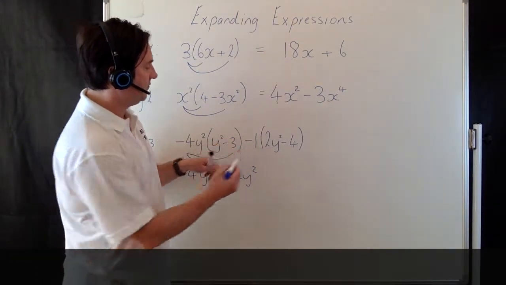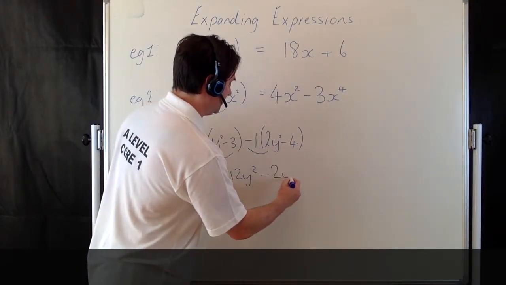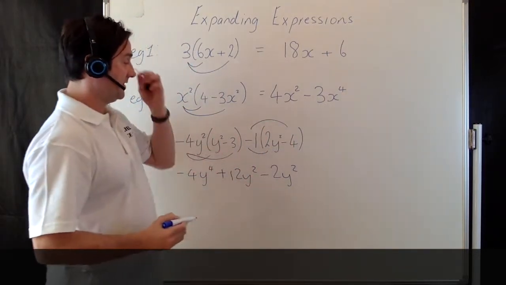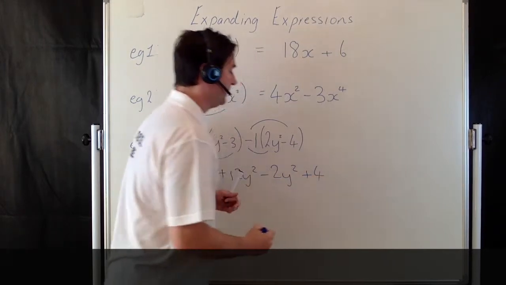Now we move on to the second one. And we've got a negative 1 times 2y squared, which is negative 2y squared. And finally, we've got the negative 1 times the negative 4, which gives us a positive 4.